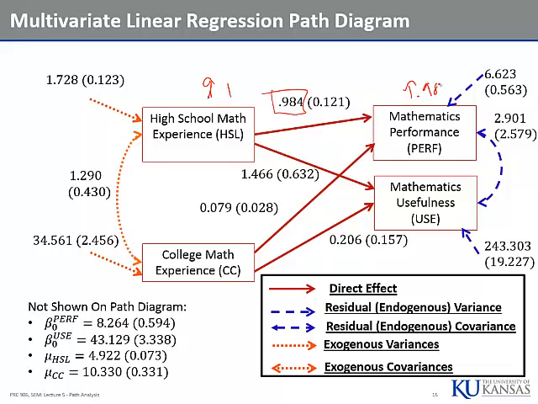1 point. Exactly. For every 1 unit of high school math experience that goes up, mathematics performance goes up by 0.984 units. Now, what are the units again? This is one course. One course of high school math leads to almost 1 point more on a 20-point test.